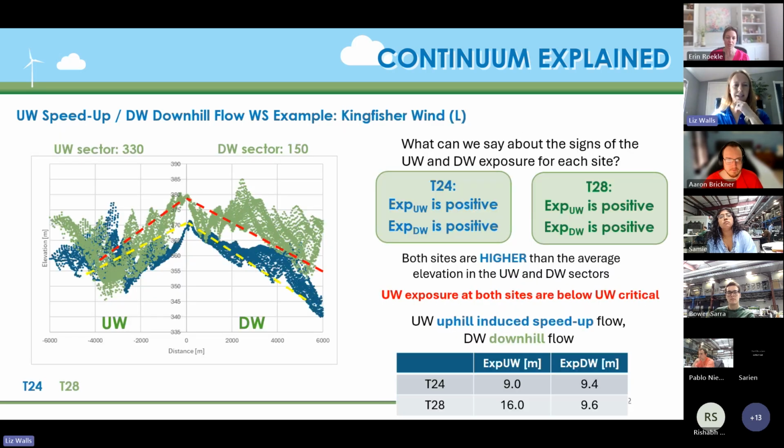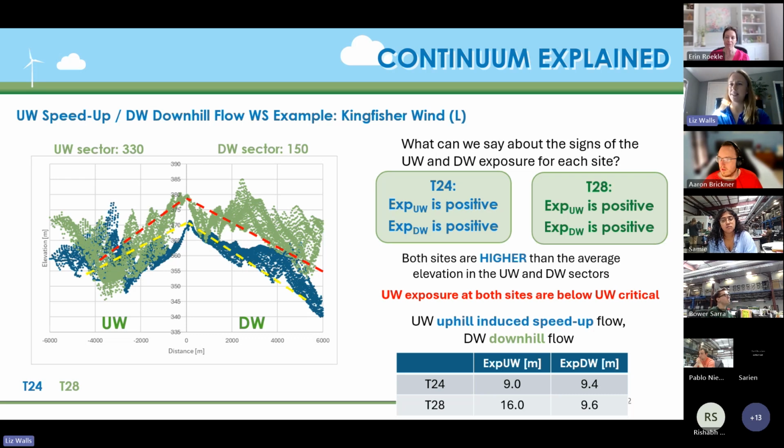Okay, so what can we say about these? Well, we have positive exposure in both directions. So at site T24, the elevation is higher in both the upwind and downwind directions. And same thing at T28, we have positive exposure in both the upwind and downwind direction. But what is happening here is that the upwind exposure at both sites is quite small, 9 meters at T24 and 16 meters at T28.